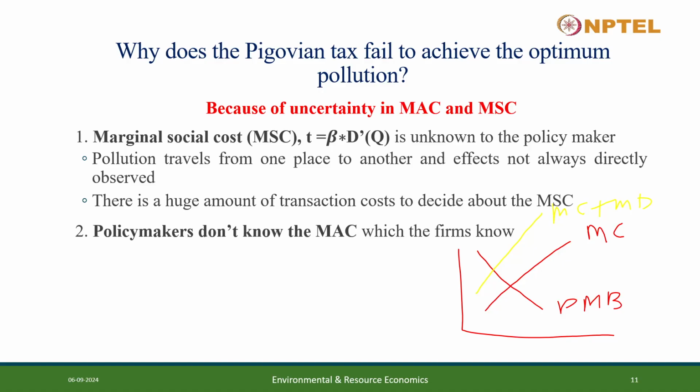And the next one is that there is a huge amount of transaction cost to decide the marginal social cost. After that, marginal abatement cost is only known by firms.